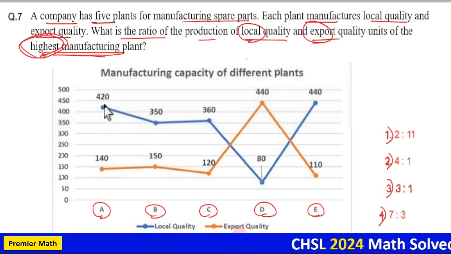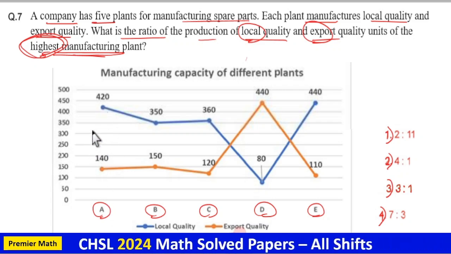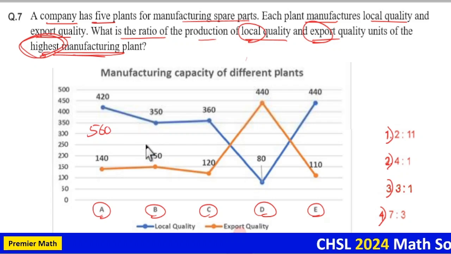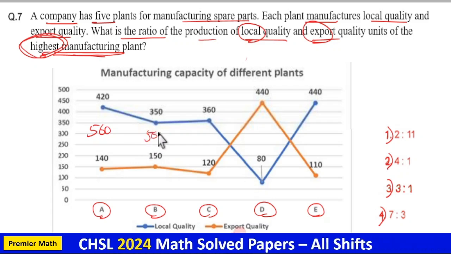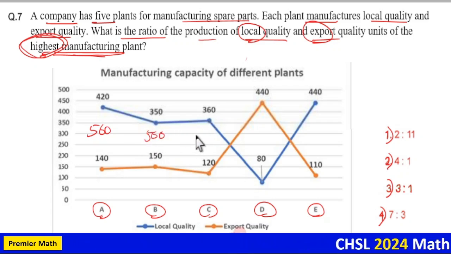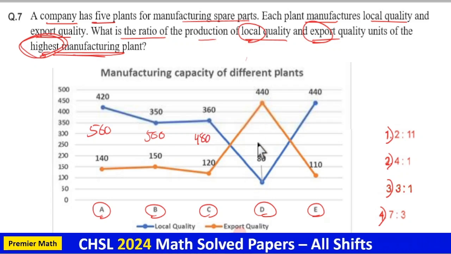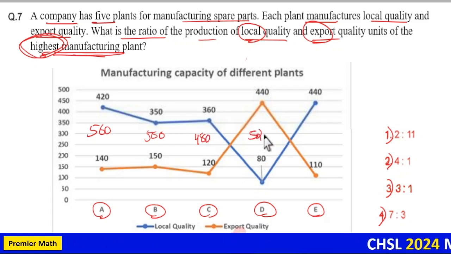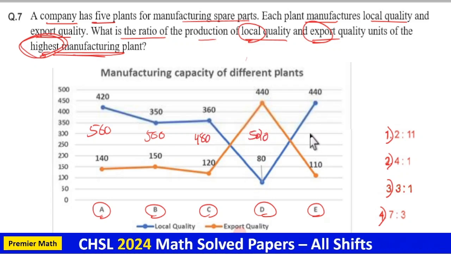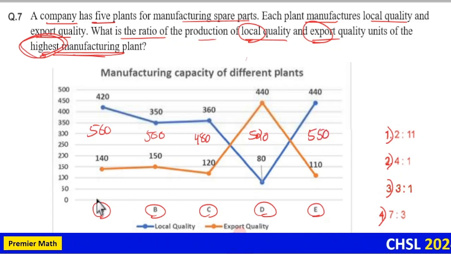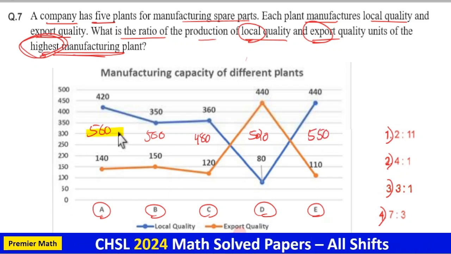Here if you take the sum, 420 plus 140 is equal to 560. Here 350 plus 150 is 500. Here 360 plus 120 is 480. Here 440 plus 80 is 520 and here 440 plus 110 is 550. Now you can see highest is 560.